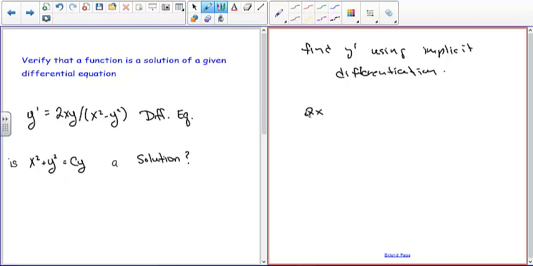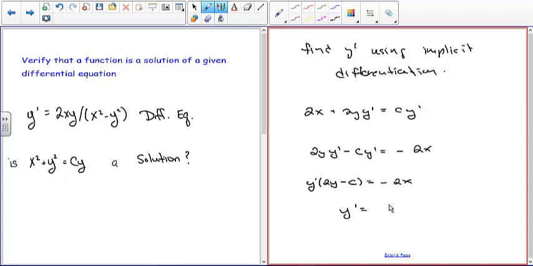So what you'd get is 2x, since the derivative of x squared is 2x. The derivative of y squared would be 2y times y prime. And the derivative of c times y would be c times y prime. So we move all the terms that involve y prime to one side, and all the other terms to the other side. We factor out the y prime. So we get that, if I did that correctly.